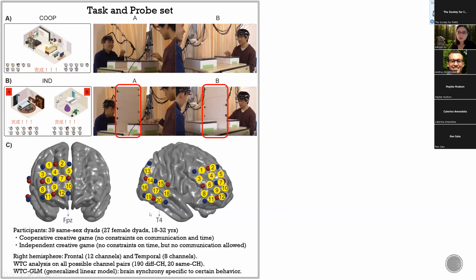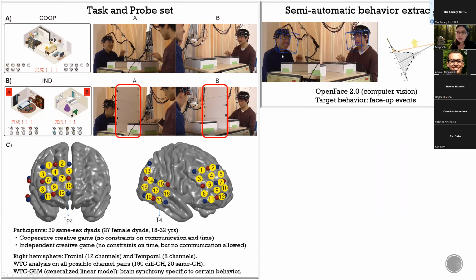First, the brain activity synchrony between 2 brains or within 1 brain was estimated using conventional wavelet transform coherence analysis. Many behaviors may have contributed to the stronger synchrony. So here we focused on one type of specific social behavior, face-up. That is when participants raised their head from their touch panel. A MATLAB-based computer vision method, OpenFace, was used to automatically extract these face-up epochs.